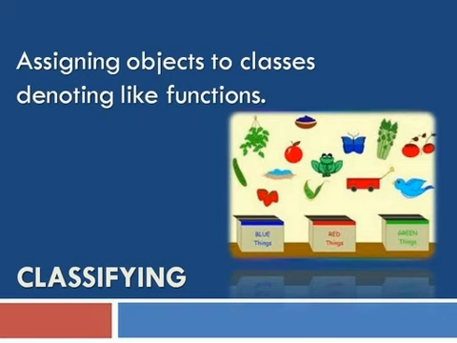Classifying is the next level of learning that we watch for in our students. And surprisingly, students are doing this at a very young age. Even by age 4 or 5, they learn so many concepts and categorizing techniques. They do this even before they get to school. But classifying is defined as assigning objects in classes denoting like functions. So students are able to recognize what things go together.